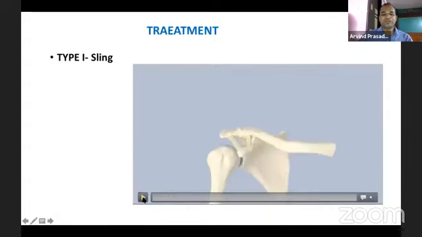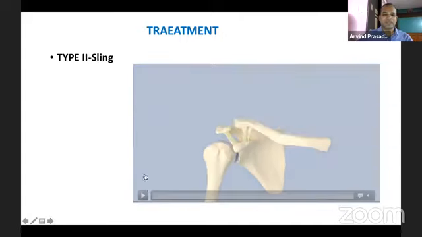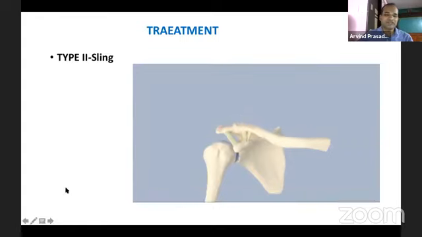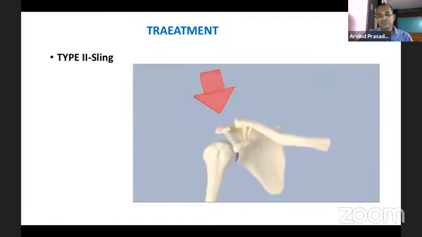So about the treatment part, the type 1 injury is usually treated with a sling for 1 to 2 weeks with ice and analgesic, followed by shoulder strengthening exercises. In type 2, where there is a partial or complete tear of the AC ligament but the CC ligament is fine, such an injury is treated with a sling for 2 to 4 weeks, in which these ligaments get completely repaired, followed by exercise.